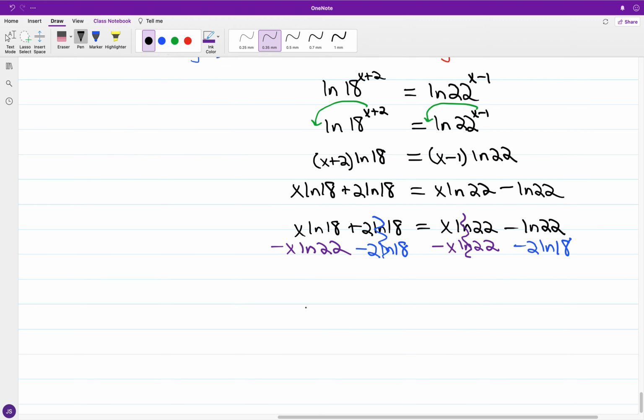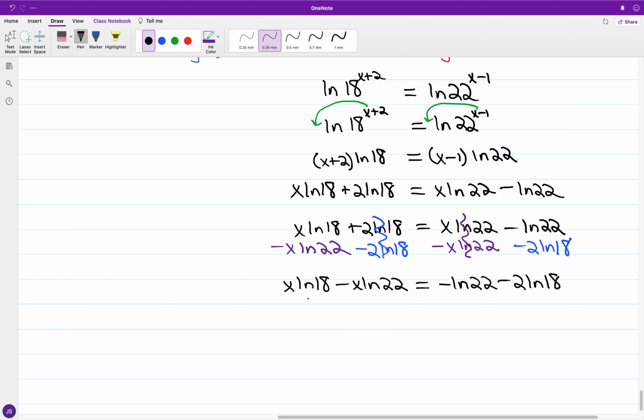So what this comes down to is I have x times the natural logarithm of 18 minus x times the natural logarithm of 22. And then to the right, I have negative logarithmic terms. So I have minus the natural logarithm of 22 minus 2 times the natural logarithm of 18.